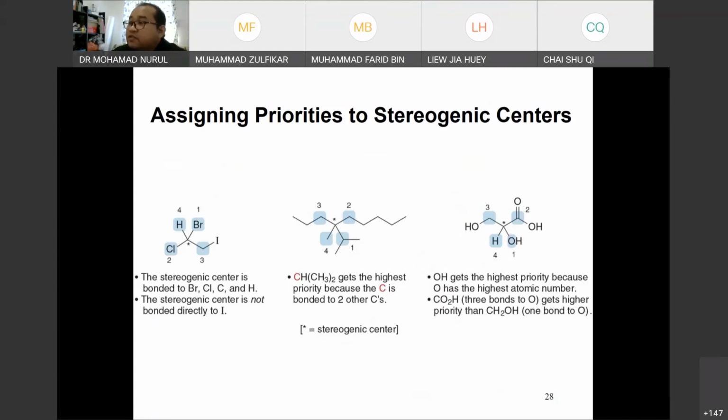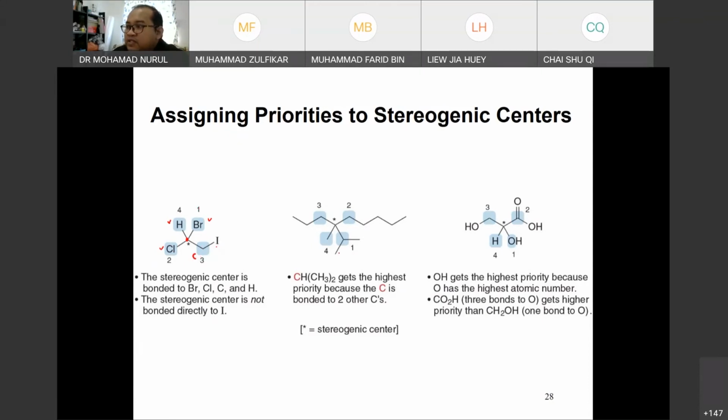Assign the priority of stereogenic centers. Okay, so the stereogenic center is bonded to bromine, chlorine. This stereogenic center is not bonded directly to iodine. Okay, this one is number 1. Even though you see the iodine, you have to see what the stereogenic center is bonded directly to. In this case, we have bromine, proton, chlorine, and carbon, not iodine. That's why the priority is number 1, number 2, and number 3.